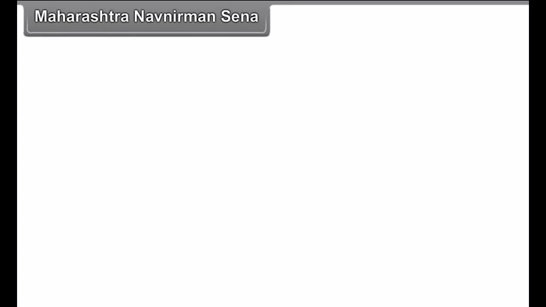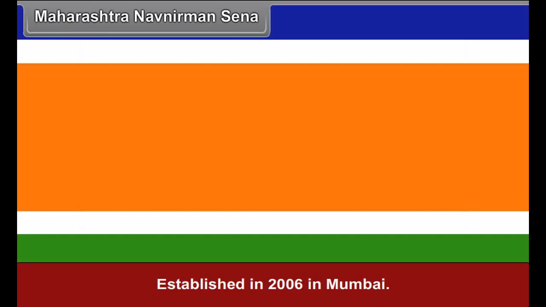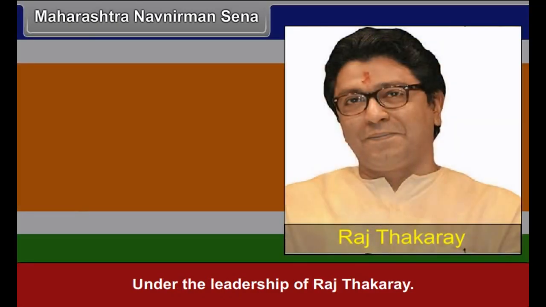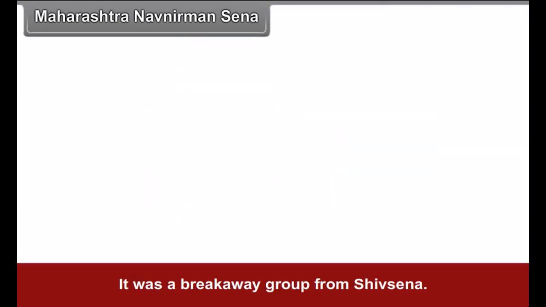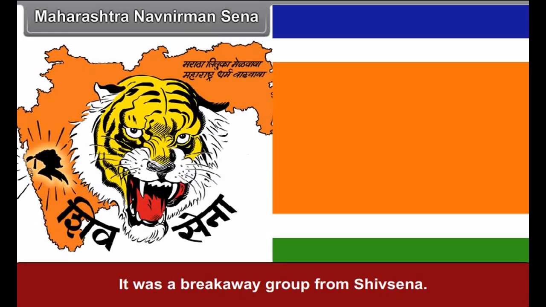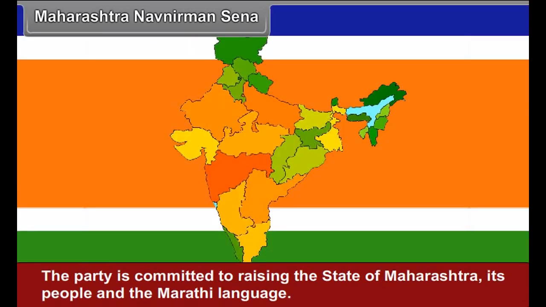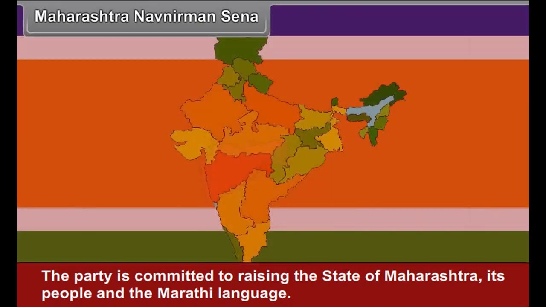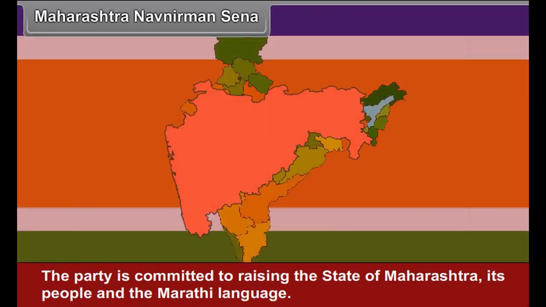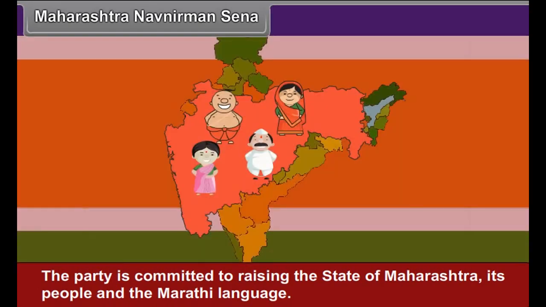Maharashtra Navnirman Sena. Established in 2006 in Mumbai, under the leadership of Raj Thackeray. It was a breakaway group from Shiv Sena. The party is committed to raising the state of Maharashtra, its people, and the Marathi language.